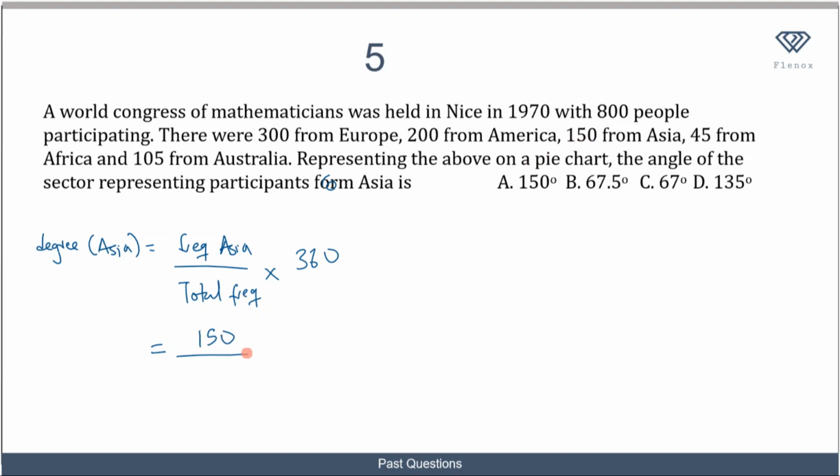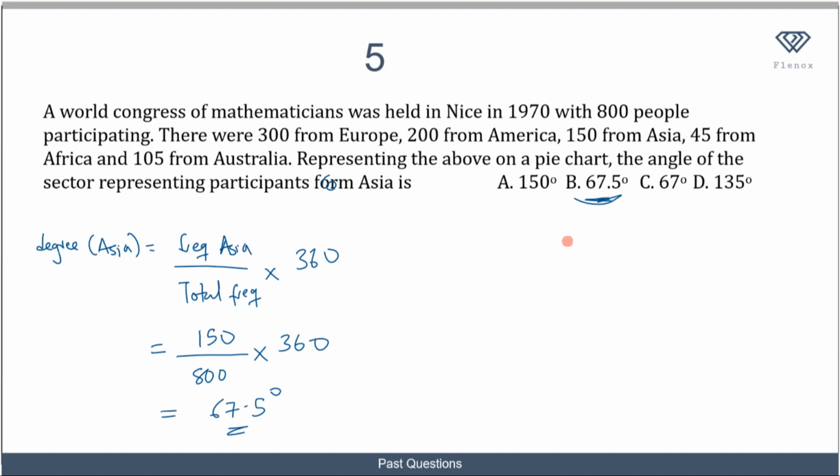How many mathematicians altogether attended the Congress? 800 mathematicians. So we divide by the total frequency, which is 800, then multiply by 360, and when we punch this into our calculator, we get 67.5 degrees. So the angle of the sector representing people from Asia is 67.5 degrees, which is option B.